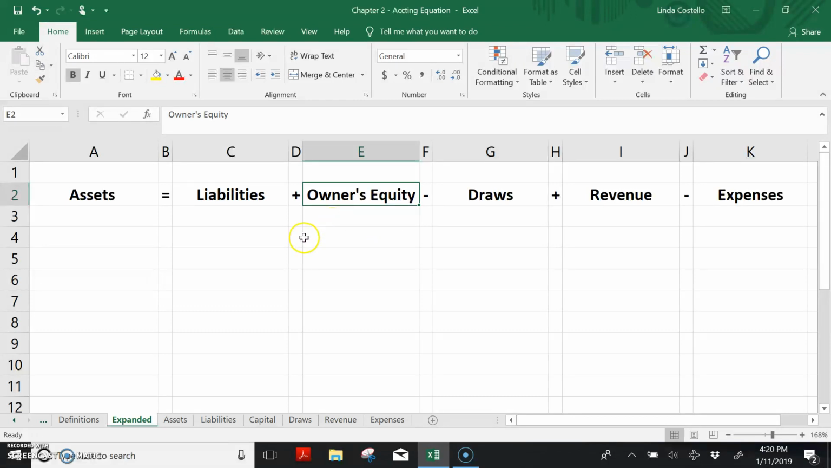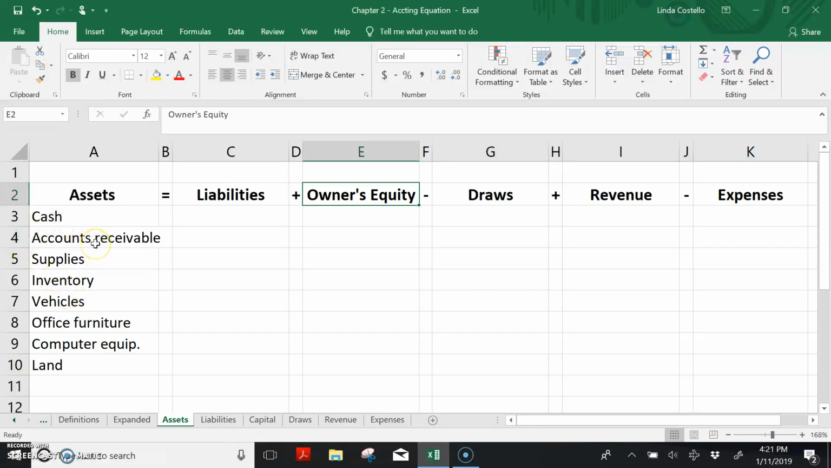There's not a lot I'm going to ask you to memorize in this class, but memorizing the expanded accounting equation is very, very important. Please take some time to memorize assets equals liabilities plus owner's equity minus draws plus revenue minus expenses. So let's expand on that and say, well, then what are assets? We found the definition on our last recording to be assets are resources owned by the business that will benefit a future period. Let's look at some examples of assets.